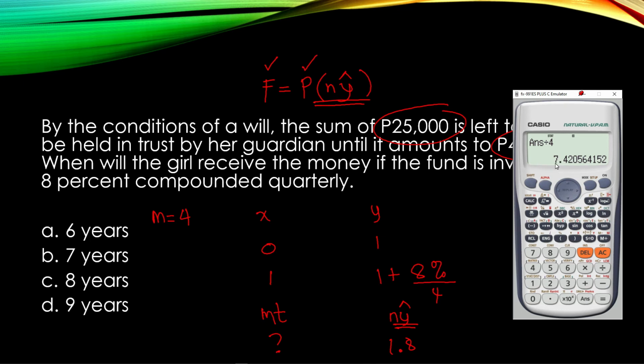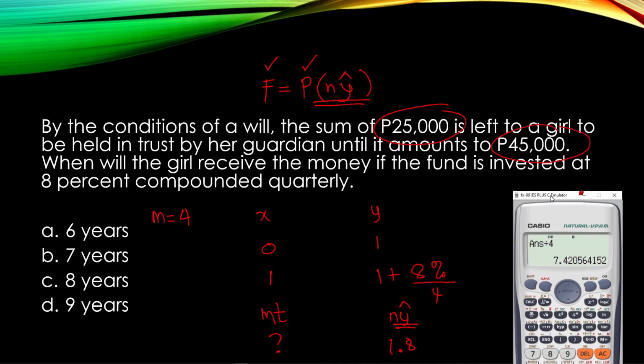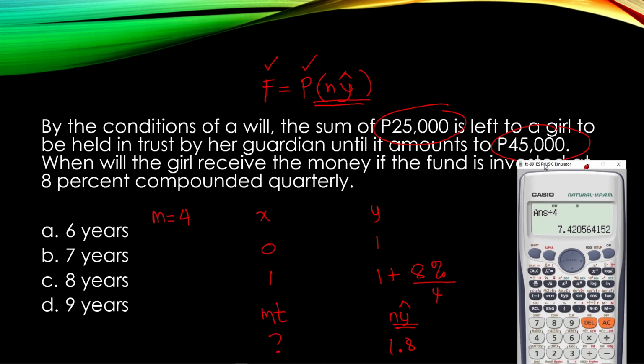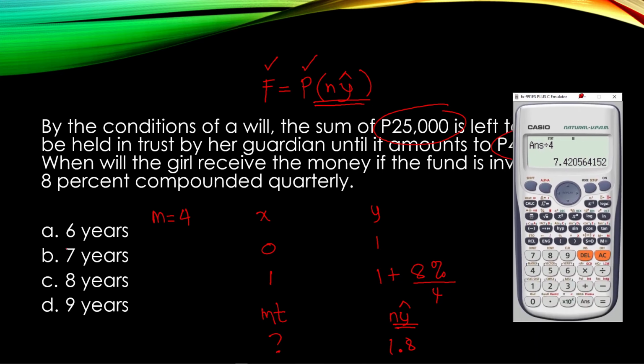Bakit? 7 years is not enough para yung 25,000 natin is magiging 45,000. So, hindi siya enough kasi nga, nagiging 45,000 siya at 7.4 years. So, the correct answer is not 7 years, but instead, it's 8 years. So always consider na round up siya kapag time yung hinahanap natin. Yun lang yung dapat nating i-bear in mind. Okay, so the correct answer is 8 years.